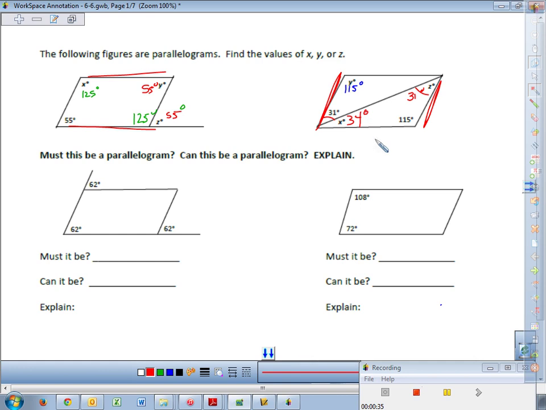Next one's weird questions till we get used to them. They say, must this be a parallelogram? Can this be a parallelogram? Then explain. It takes a little getting used to. Now we don't know if it's a parallelogram or not. Before we did, because they said so.